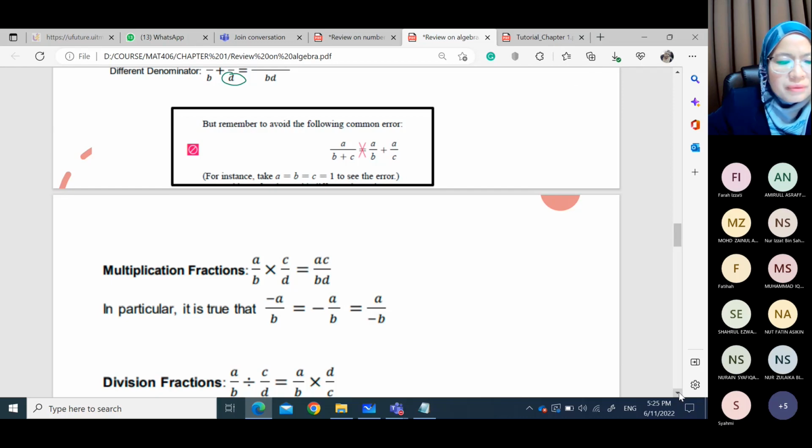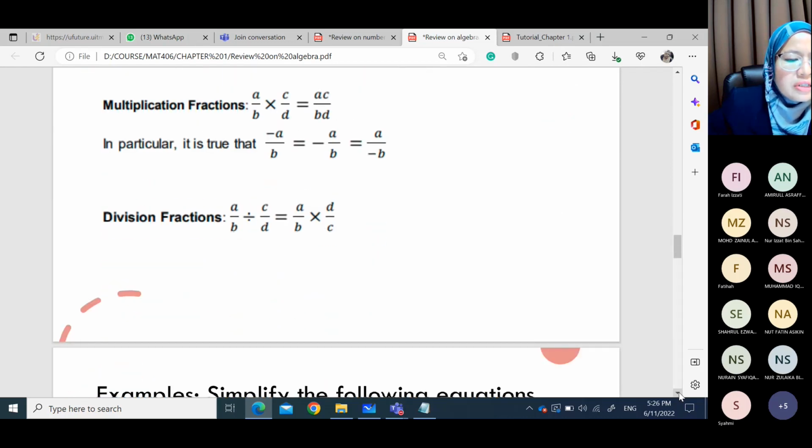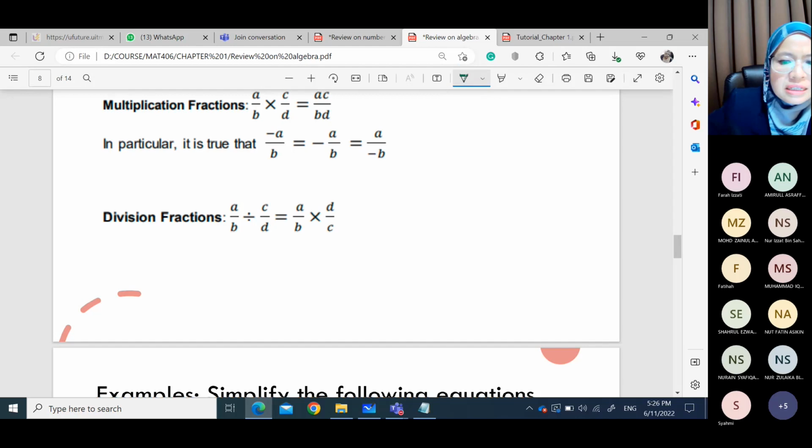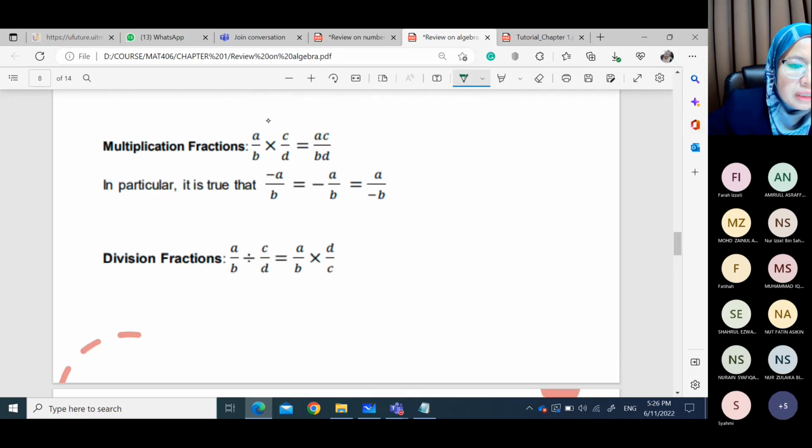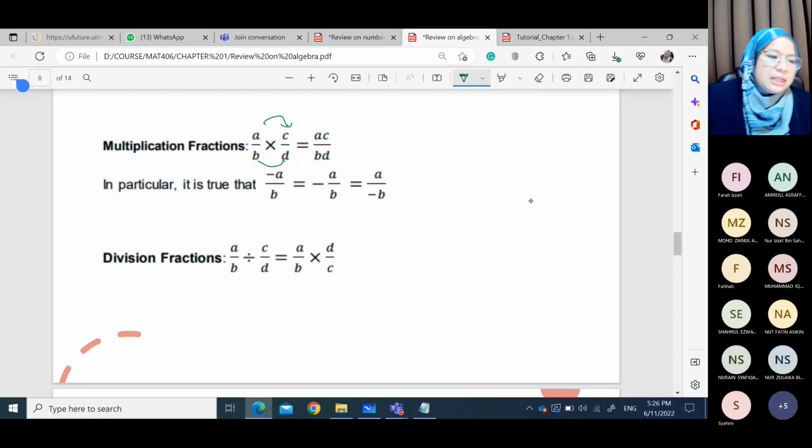Okay. Next, kita ada multiplication of fraction. So, multiplication senang je. Yang atas ni, numerator multiply with numerator, denominator multiply with denominator. So, we have AC. So, B times D, we have BD. Okay. So, untuk negative, it doesn't matter whether the up here negative, in the middle negative, ataupun the down here negative. So, dia memberi nilai yang sama. Maksud yang sama.